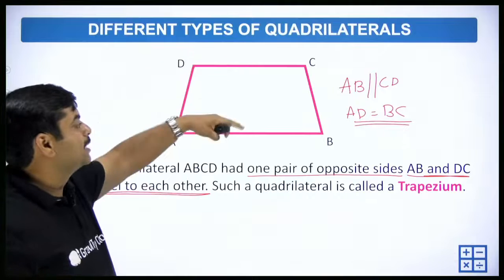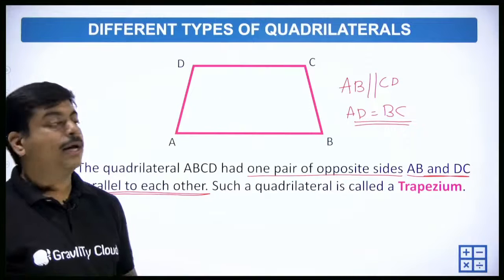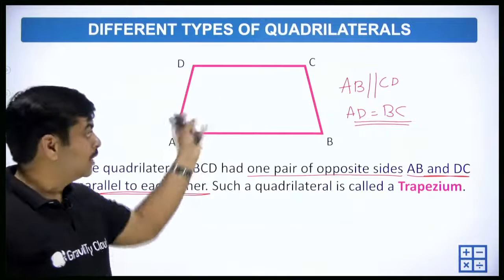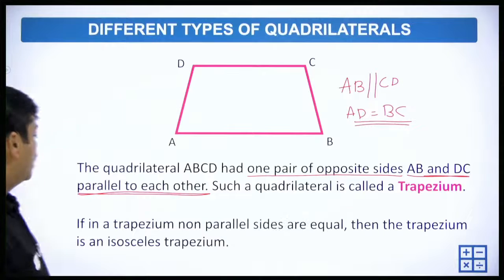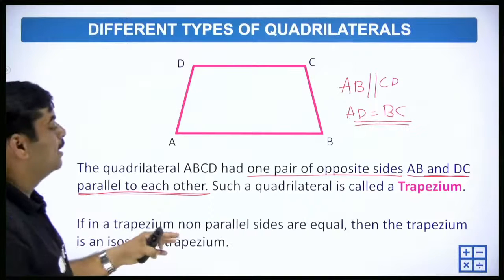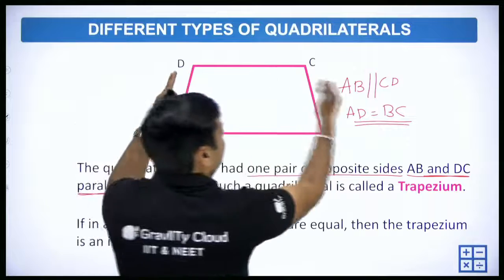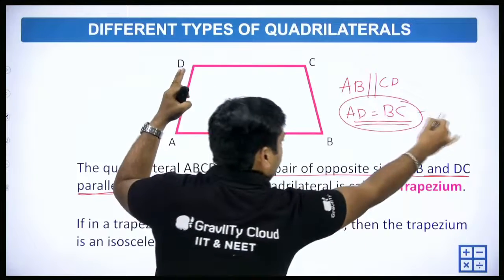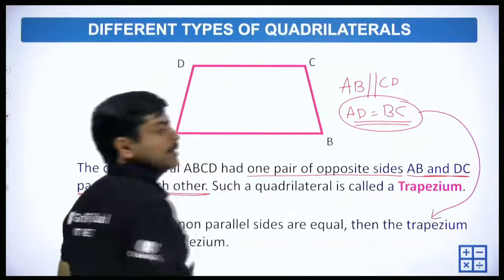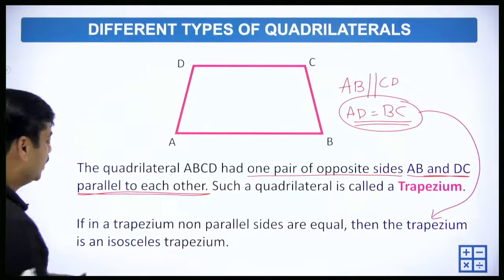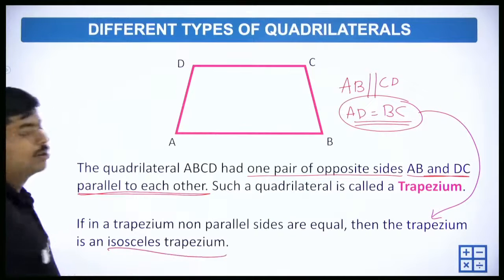If these two sides are parallel, it is enough to say that it is a trapezium. But what happens if the other sides are also equal? If in a trapezium the non-parallel sides are equal, so if AD is equal to BC, then still it is a trapezium, but it is an isosceles trapezium. Okay, we say that as isosceles trapezium.